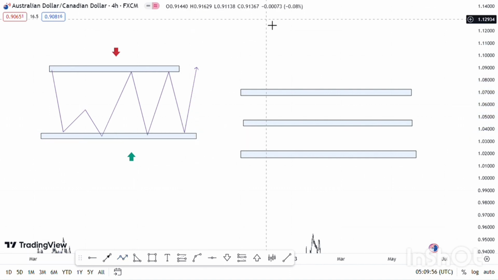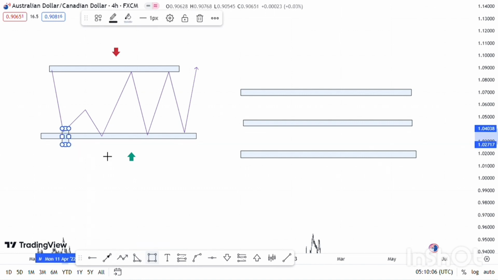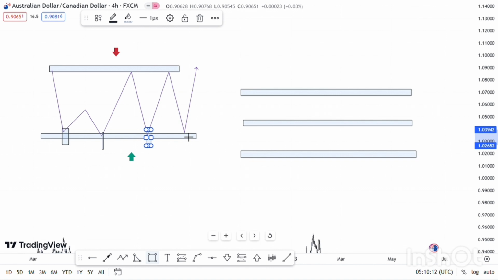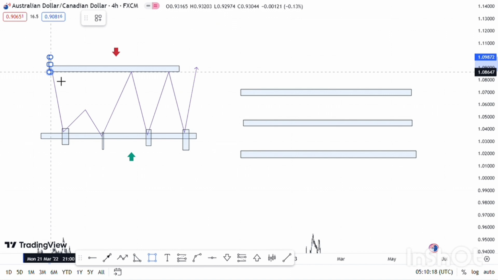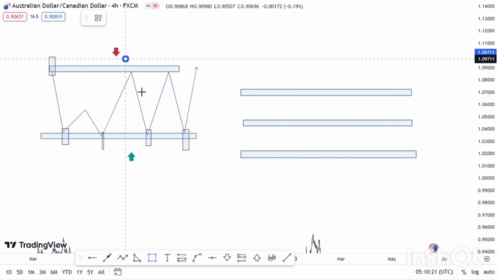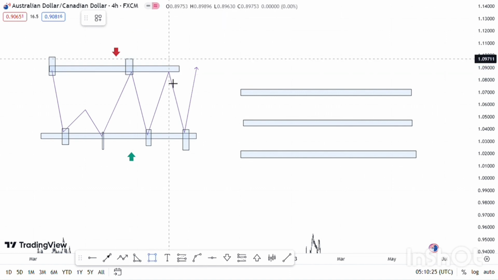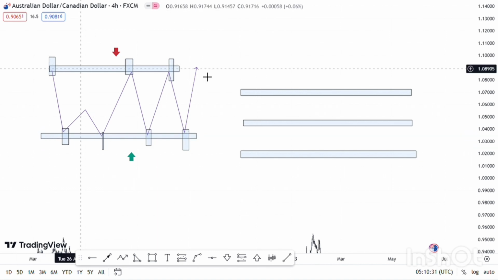How do you identify your support? You identify your support by multiple touches. As you can see, here is my first touch, my second touch, and this is my first touch. And then on a resistance, this is my first, second, and third touch. This is where you can plot your support, and this is where you can plot your resistance.